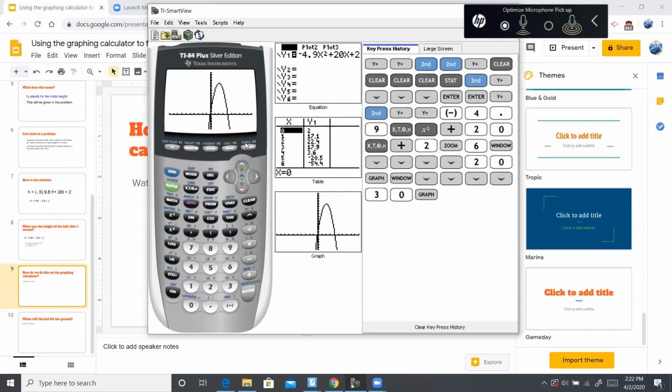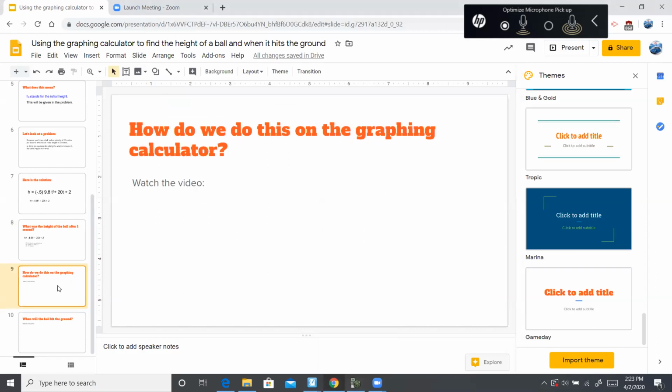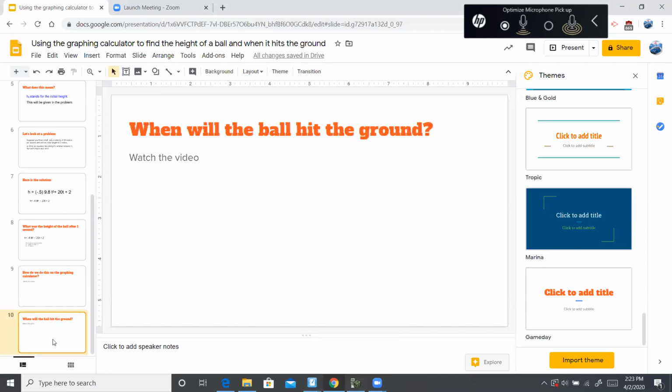Okay, so what we want to know is, at time 1 second, where is the ball? So we're going to go to second, trace. Right here, see what it says, value. We're going to type in 1, press enter, and we get our 17.1, which matches what we had earlier, back here, 17.1. Okay, we're going to go back to the next question here: when will the ball hit the ground? That's the next slide in our video.